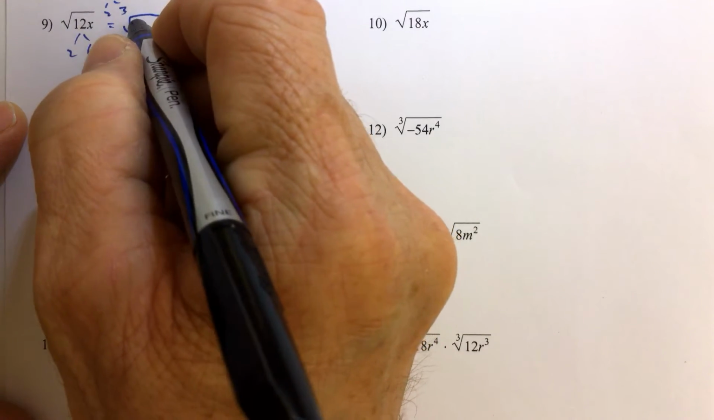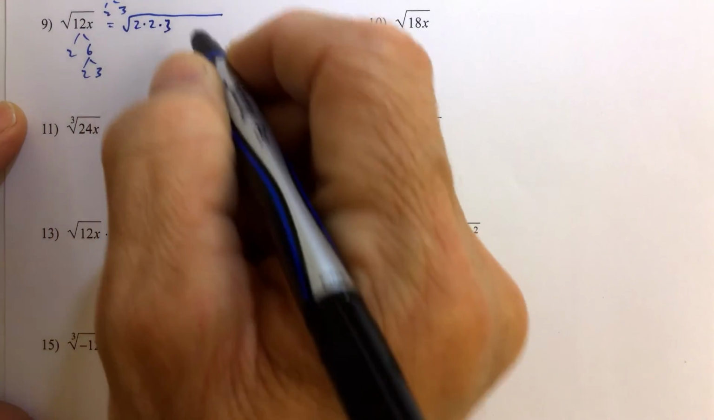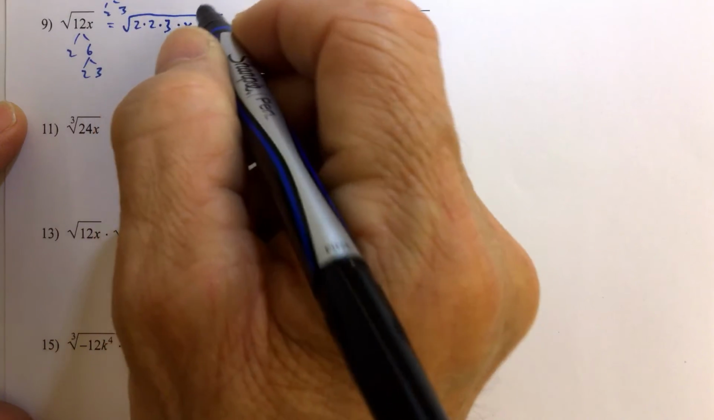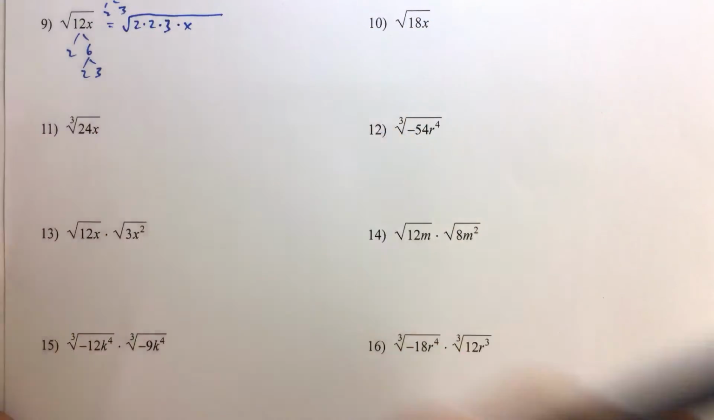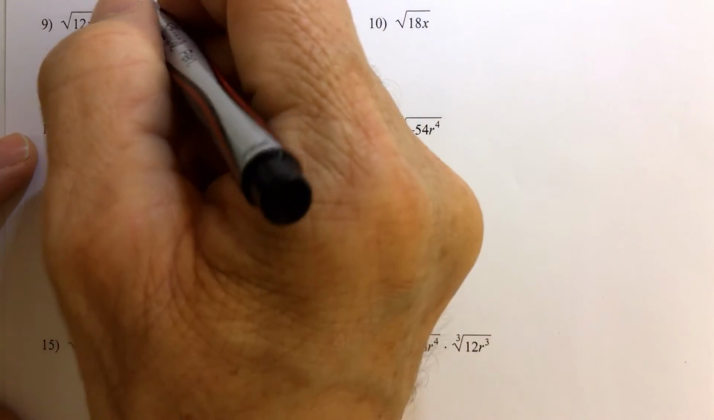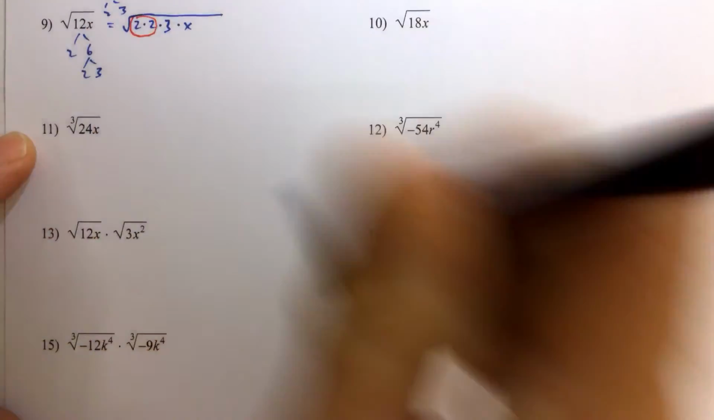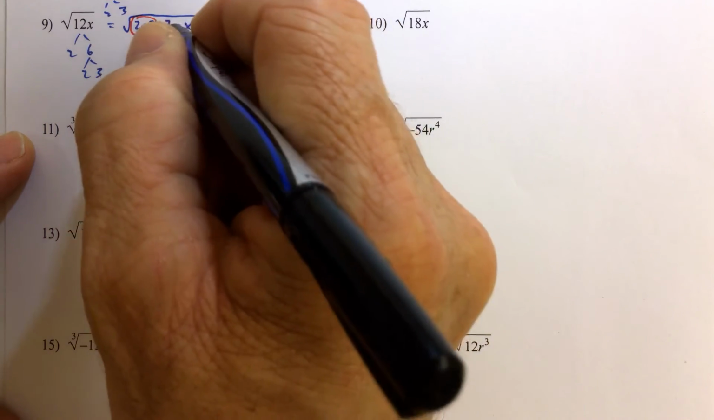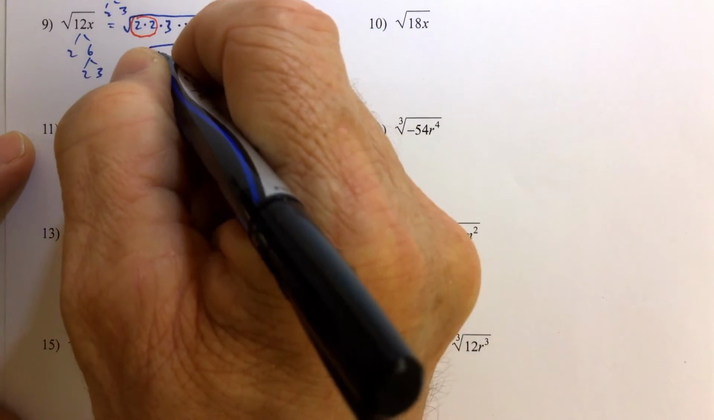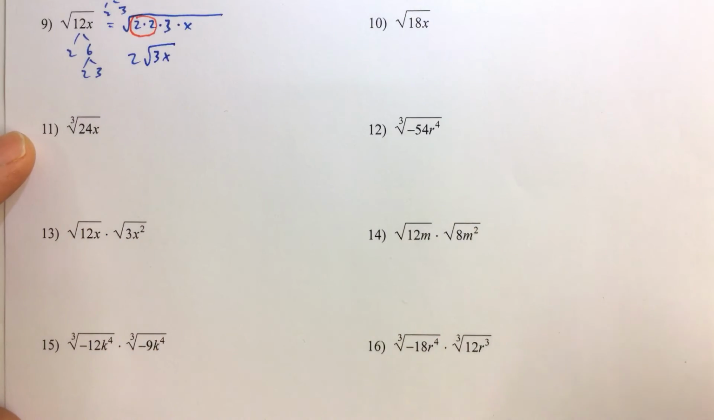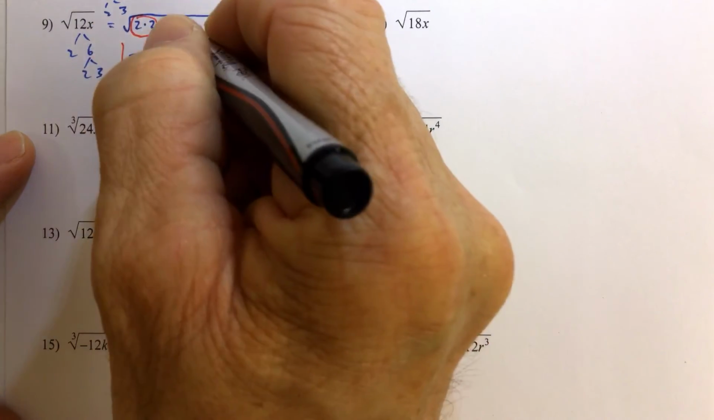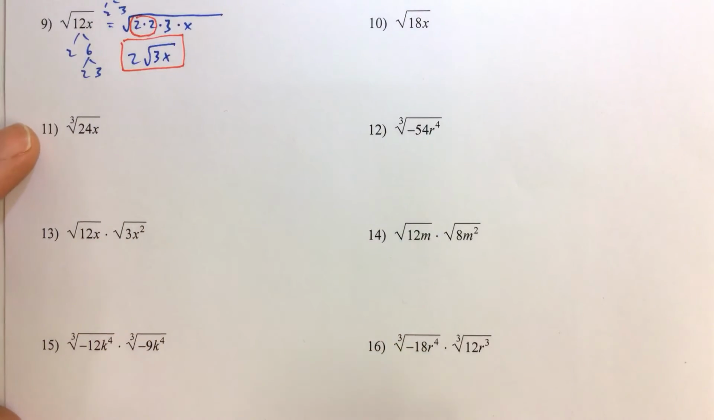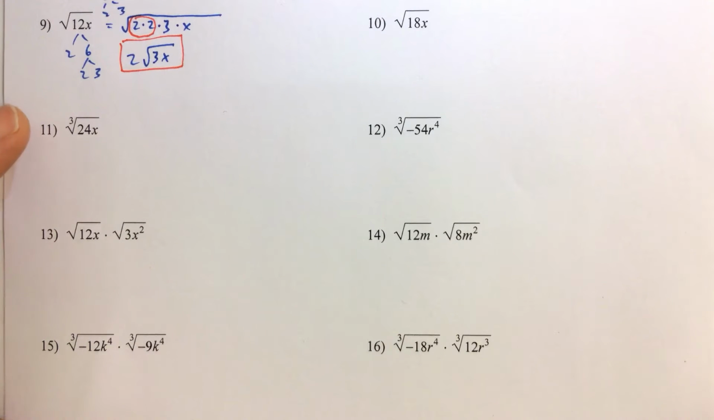So 12 can be factored as 2 times 2 times 3, and x is its own factor, and since this is a square root, we're looking for pairs of the same factor, and we see we have a pair of 2's, so we get to pull a 2 out, and we don't have a pair of 3's or a pair of x's, and so we're just going to go ahead and leave those under the radical, and that's it. You should go ahead and try number 10 on your own.